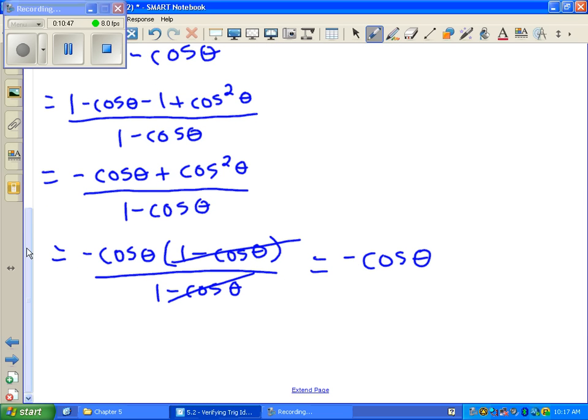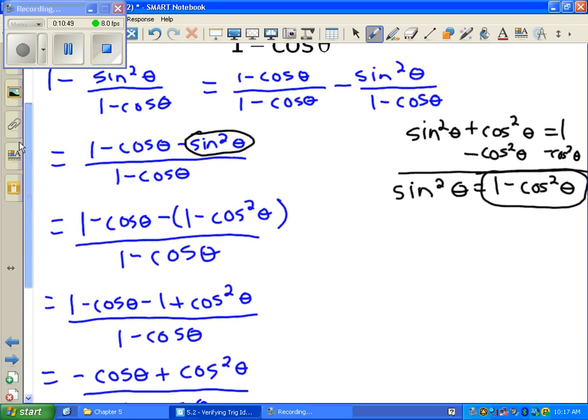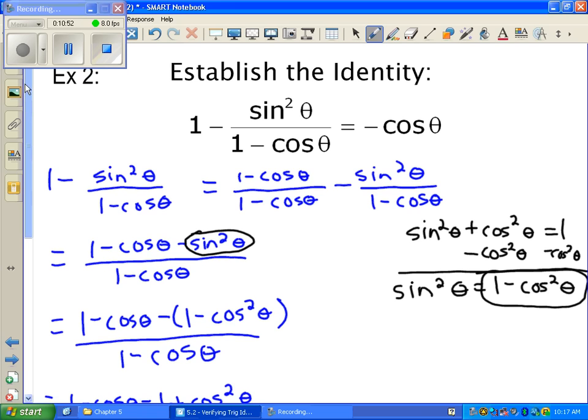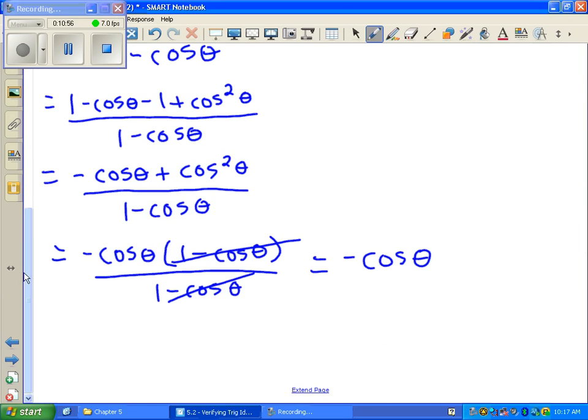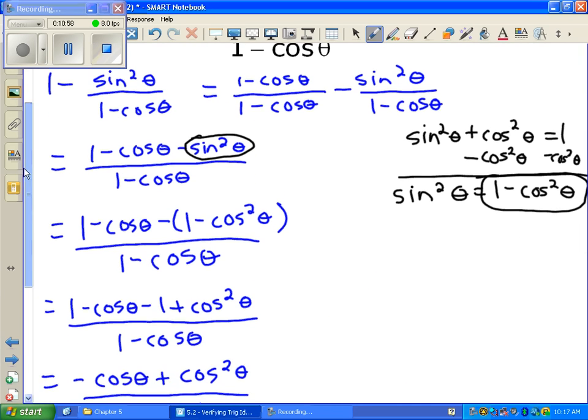I am finished. Once again, guys, the process is the answer. It's not just that last step. So this entire process is how you establish that identity.